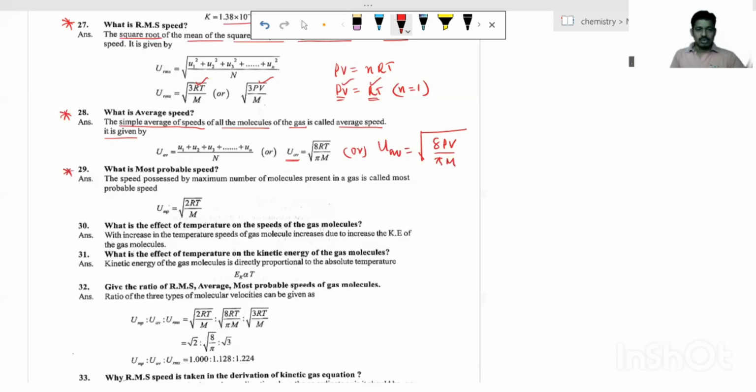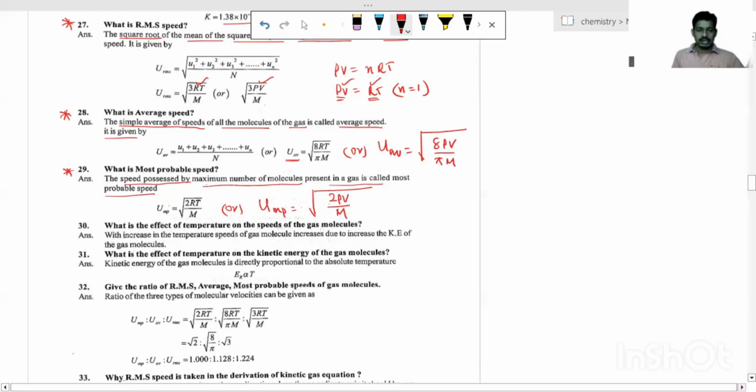Next, what is most probable speed? The speed possessed by the maximum number of molecules present in a gas is called the most probable speed, which is equal to the square root of 2RT by M. Or you can also write this as the most probable speed is equal to the square root of 2PV by capital M. So this is about RMS, average and most probable velocities.